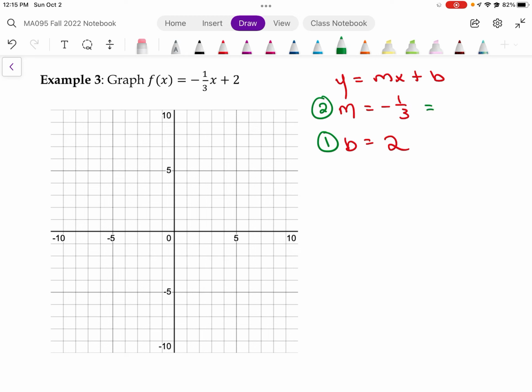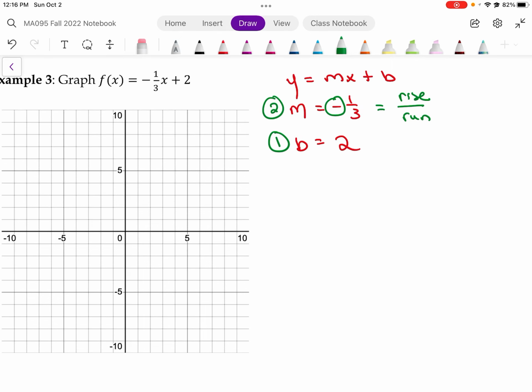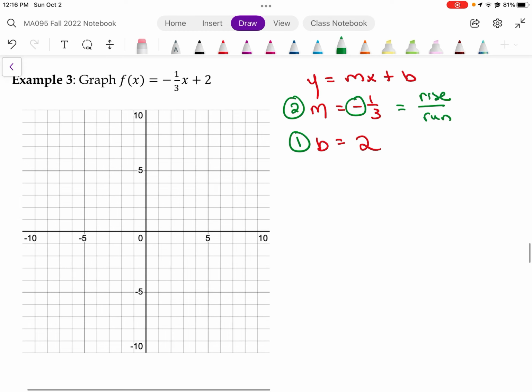Because remember, this is just rise over run. Well, one of them has to be negative. Think about that. What are we going to do with that? So you can make the top or the bottom negative, right? So the negative could be on the top or the bottom. So let's start with a 2. So b equals 2. So that means the y-intercept is 2, 0, 2. Okay, the y-intercept is 0, 2.